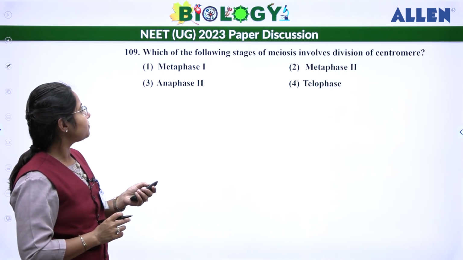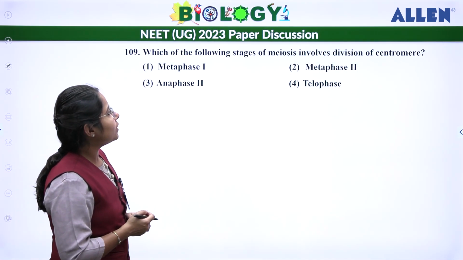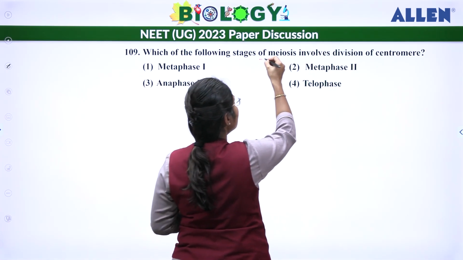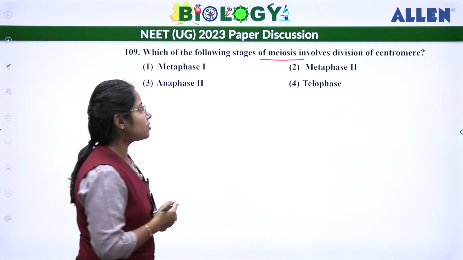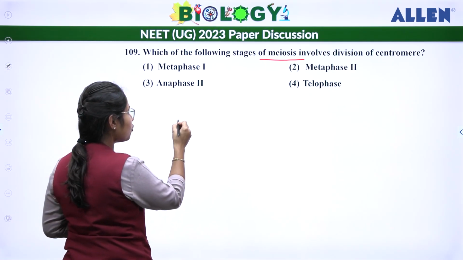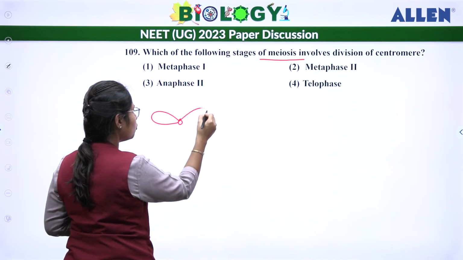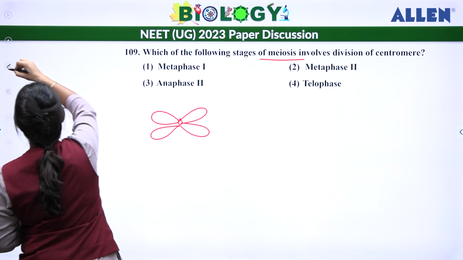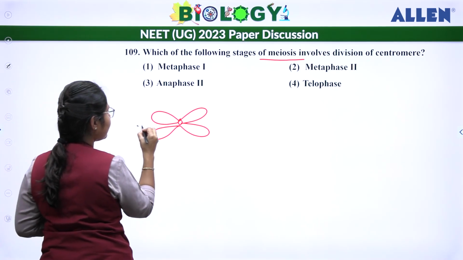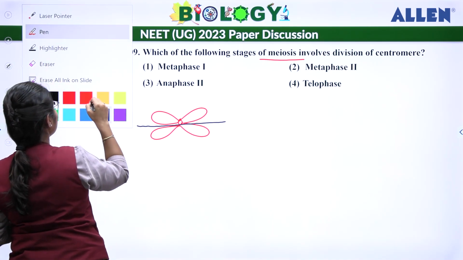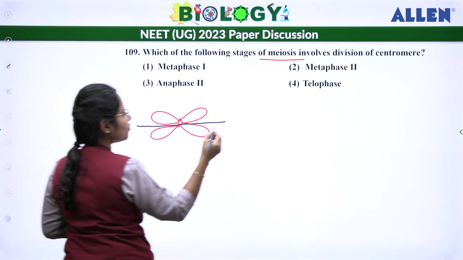Next question. Which of the following stages of meiosis? Okay, they are talking about meiosis. So which of the following stages of meiosis involves the division of the centromere? Now division of the centromere means if this is the chromosome having the two chromatids, the centromere will divide like this, and the two chromosomes will be formed.